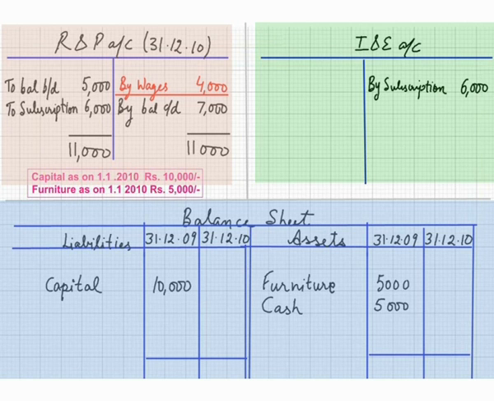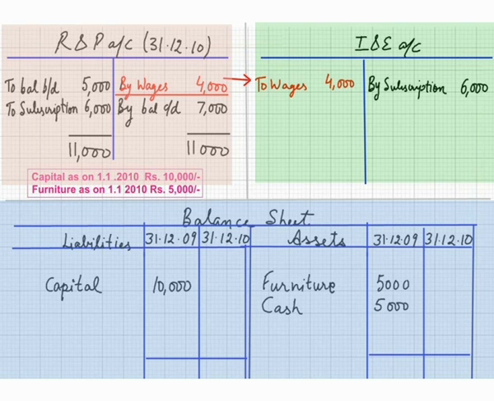Now let's move to the credit side of receipts and payments account. By wages 4,000. It means the club or organization has paid 4,000. This is the expenditure, and all expenses are taken to the debit side of profit and loss account. But in this situation, we'll call it income and expenditure account. So 4,000 will be taken to the debit side.